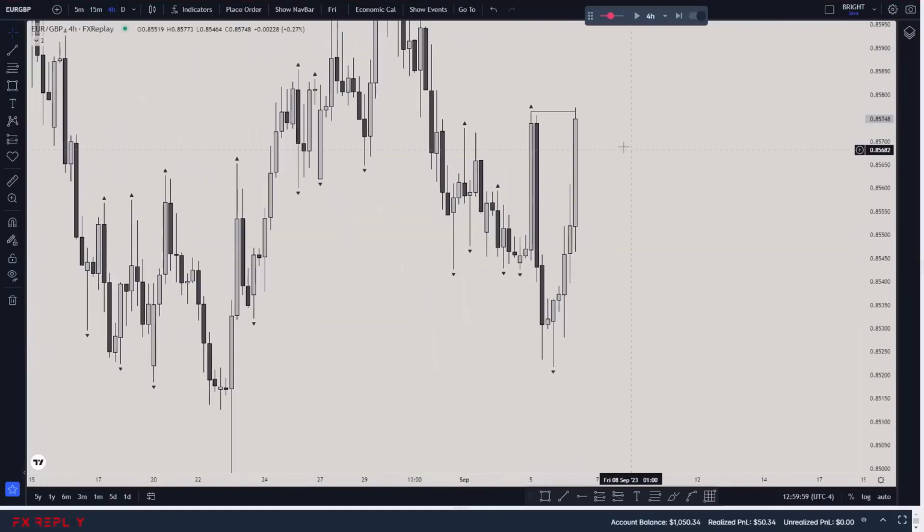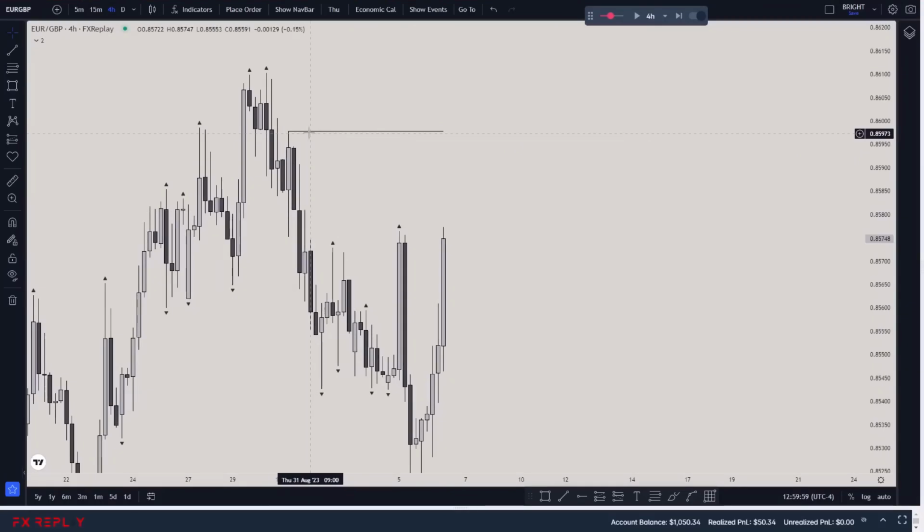I'm gonna skip this, and we're gonna mark the other liquidity levels that we have. We have this one right here and this one all the way up, this one. So let's see where price goes to.